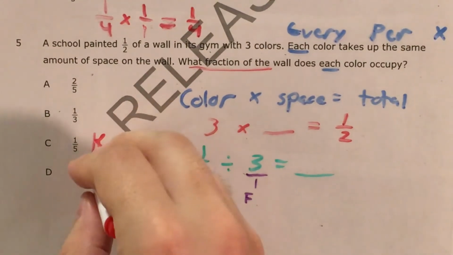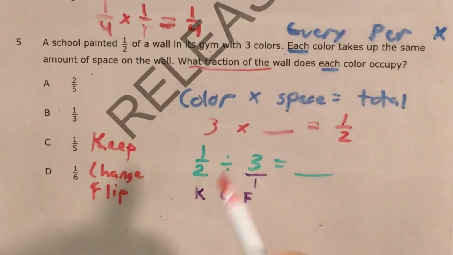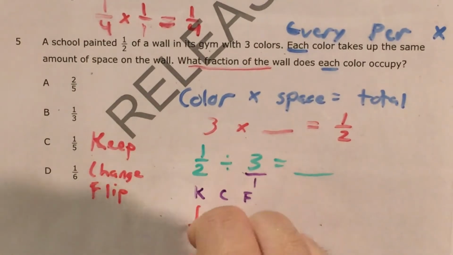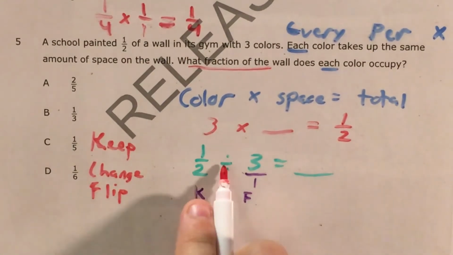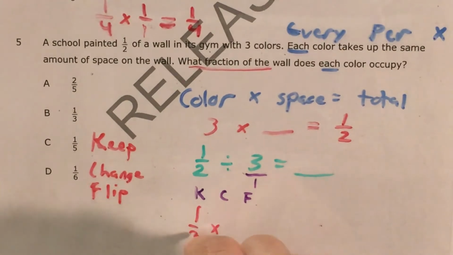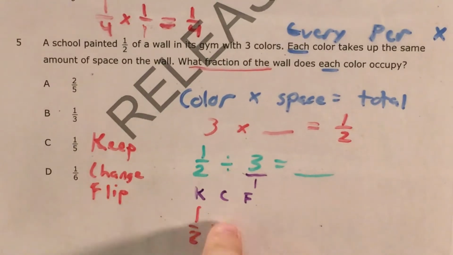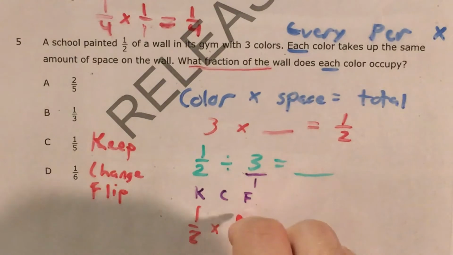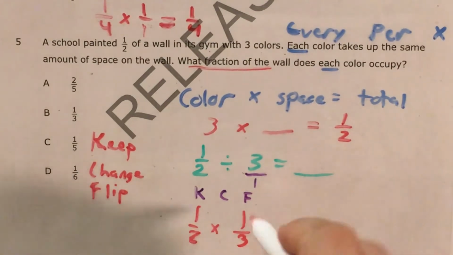Let me write this over here. For my keep, that means that my 1/2 fraction I'm going to keep like it is. 1/2 stays 1/2. For change, this means that I'm going to change my dividing sign into a multiplying sign. So now this is 1/2 times something. And specifically, what are we going to multiply? Well, that's where the flip part comes in. Because I'm going to take 3 over 1 and I'm going to flip it to 1/3. So 1/2 times 1/3 is what I end up with now.